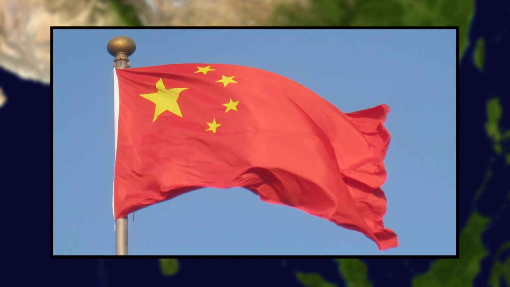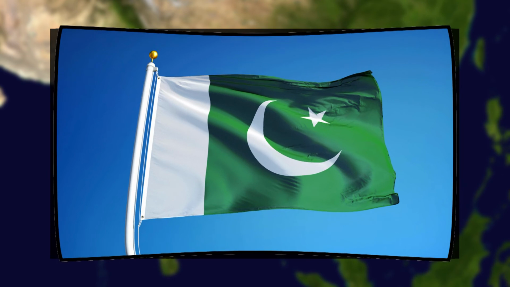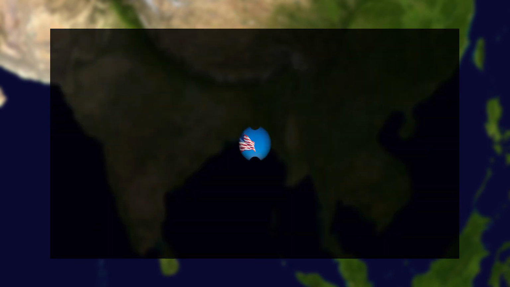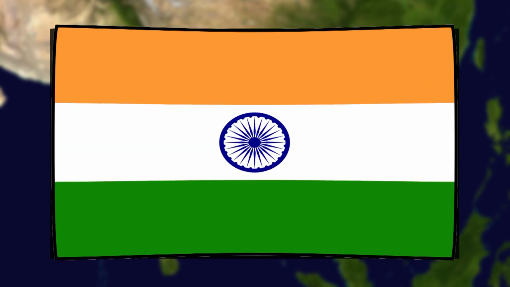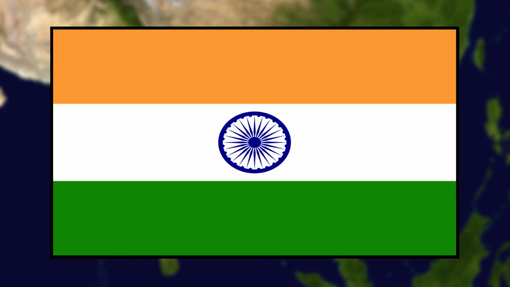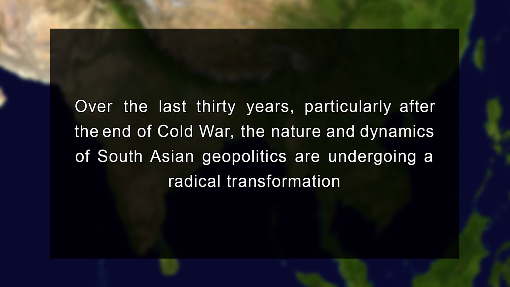While China is trying to destabilize India by extending its military and diplomatic support to Pakistan, the US is playing a vital role in maintaining the peace in this region by rendering its support to New Delhi. To conclude this entire lecture, over the last 30 years, particularly after the end of the Cold War, the nature and dynamics of South Asian geopolitics are undergoing a radical transformation.